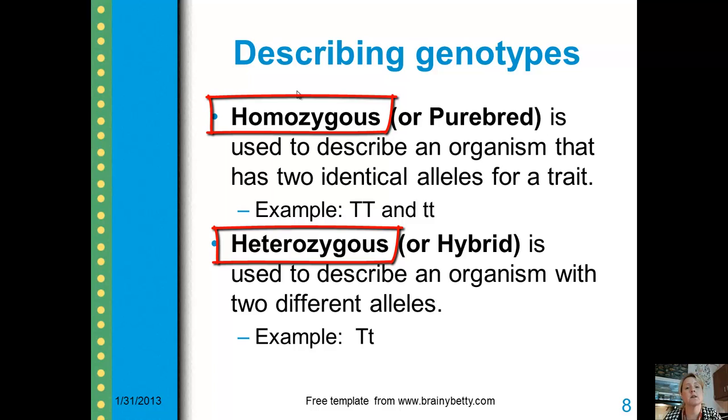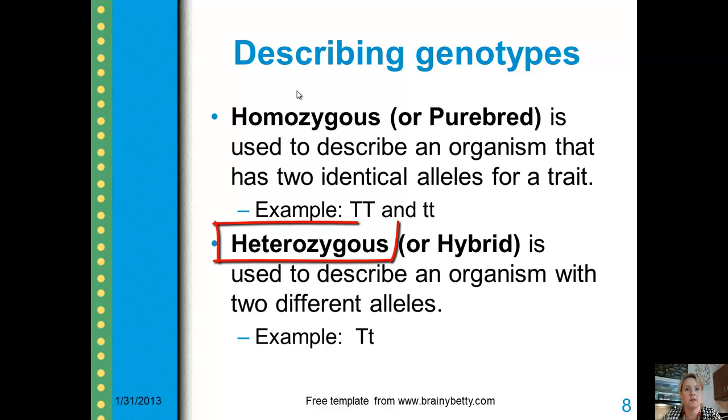Homozygous, or purebred, they mean the same thing, means two identical alleles for a trait. So I have two big T's or two little t's. Homozygous meaning the same trait. Heterozygous, hetero meaning different, is used to describe the alleles when you have one big and one little. So one capital T, one lowercase t.